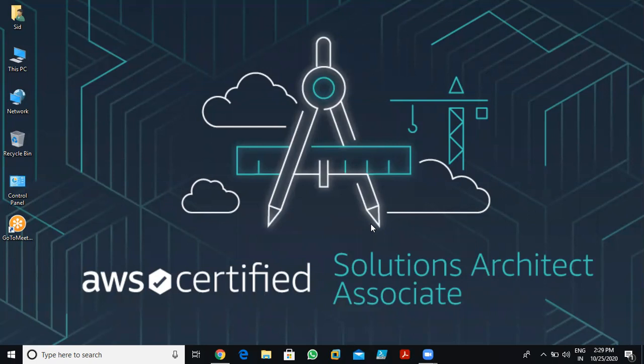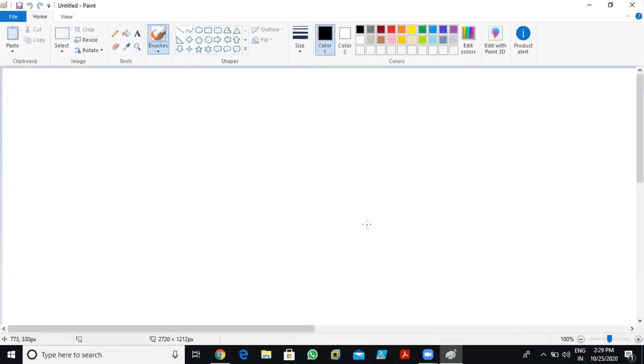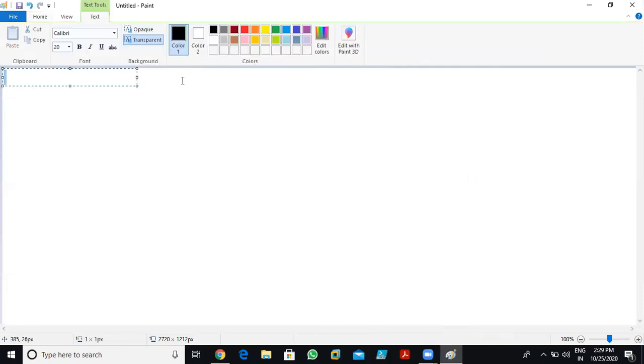Today we talk about memory optimized instances and their series in EC2. Let's start the session, guys. Okay, so let me open the pane first. So in this, we talk about memory optimized instances.